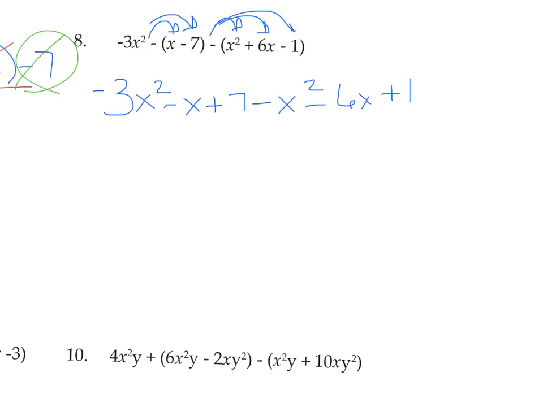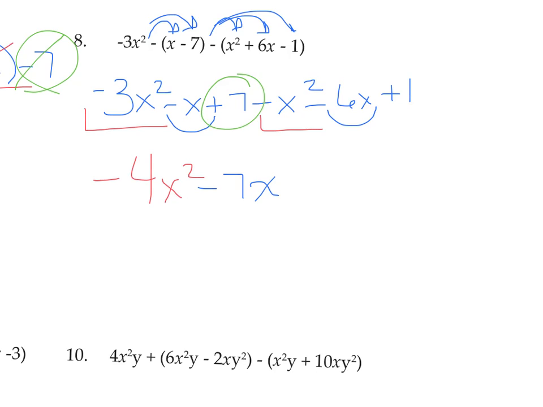Then we'll start with the squared terms. Negative 3x squared and negative 1x squared make negative 4x squared. And then the x terms, negative 1x and negative 6x make negative 7x. And then the constants, positive 7 and positive 1 make positive 8.